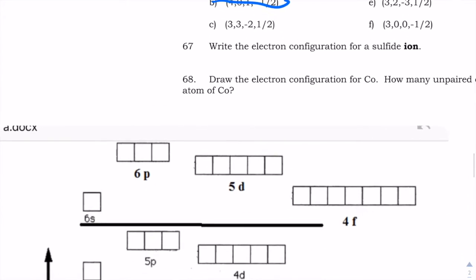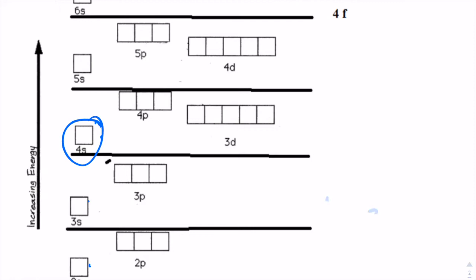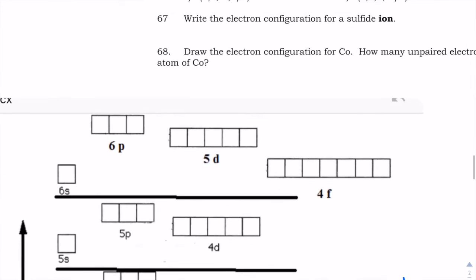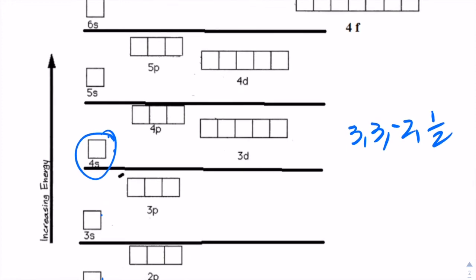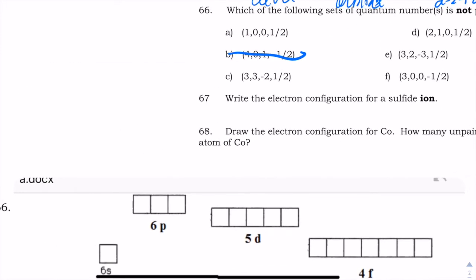The third one, 3, 3, -2, and then +1/2. Was it negative? I've already forgotten. No, +1/2. So we'll start on the third level. And the second number, 0 is an S, 1 is a P, 2 is a D. So 3 would be an F orbital, and there are no F orbitals on the third level. So this guy cannot exist.